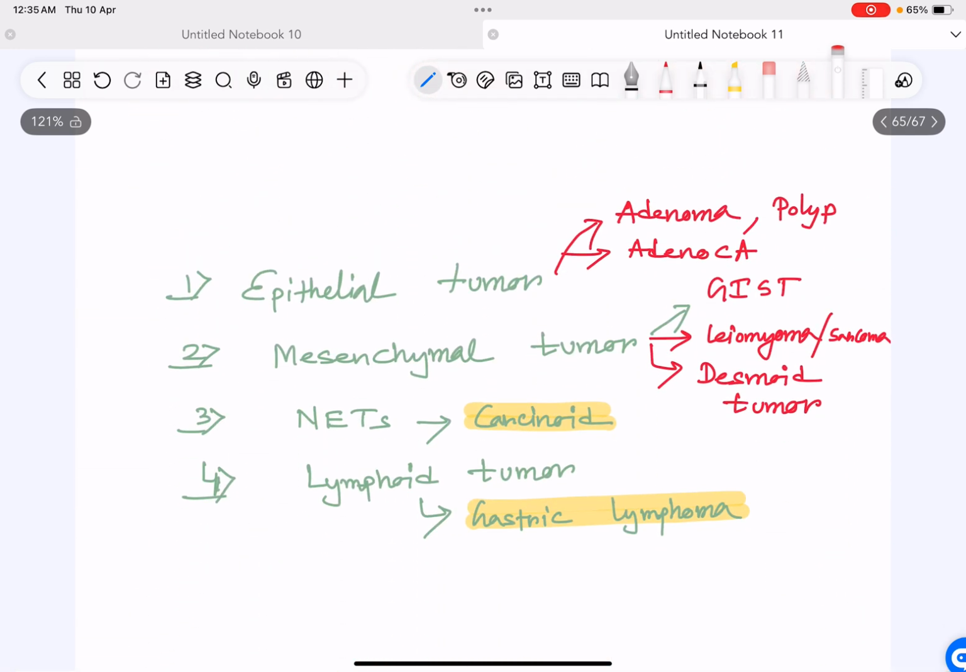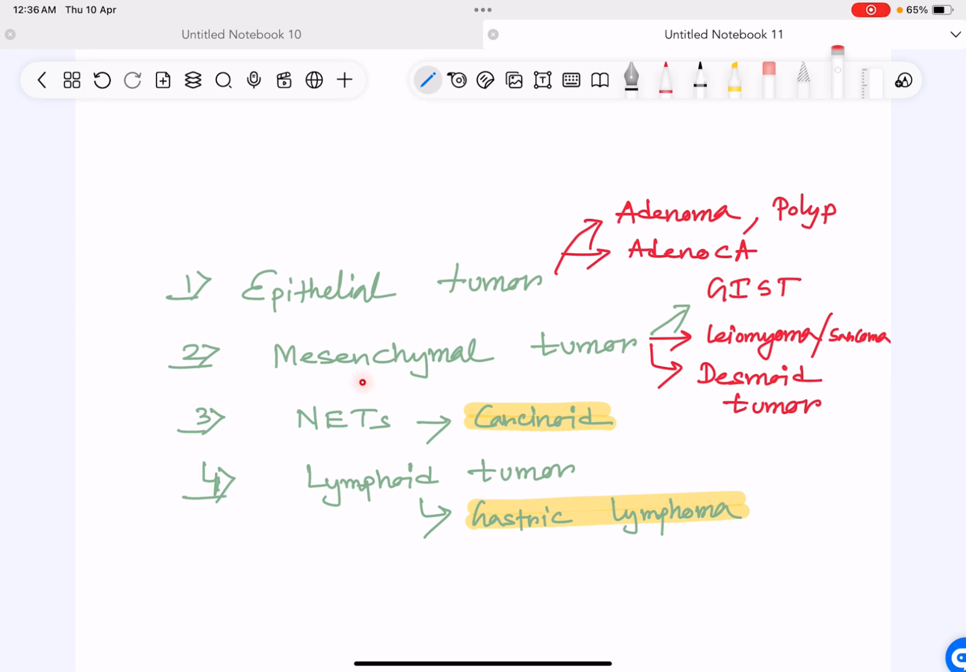In the stomach, we have epithelial tumor. Epithelial tumor, the benign ones are adenoma and polyp. And malignant epithelial tumor is adenocarcinoma. So the first category is epithelial tumors, the cells which line the stomach, epithelium. From there, if a tumor arises, it is either an adenoma or polyp, that's a benign category. Adenocarcinoma is the malignant one.